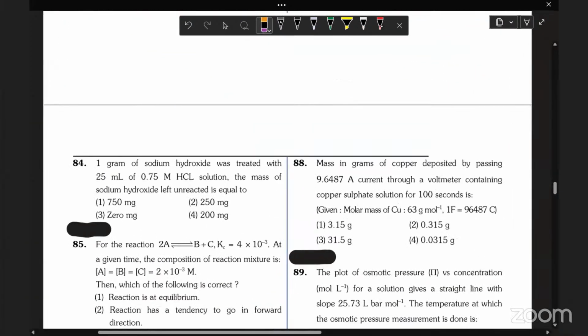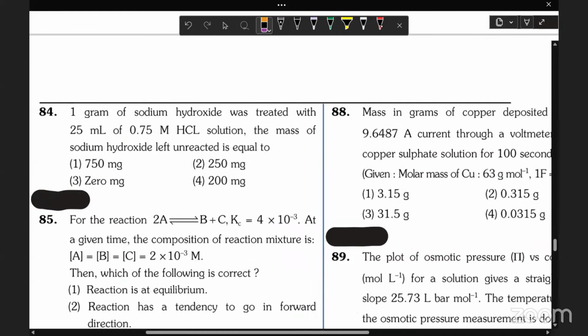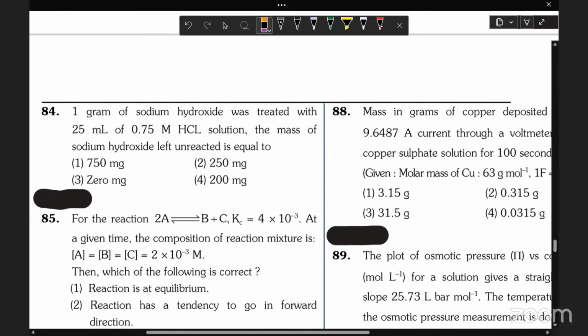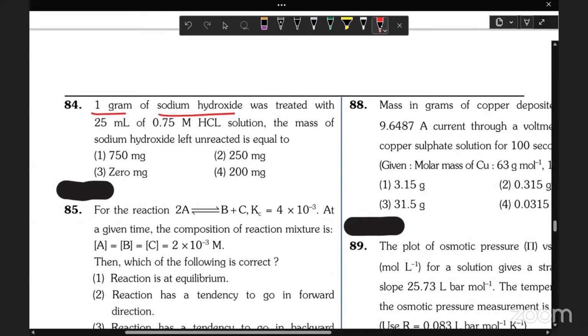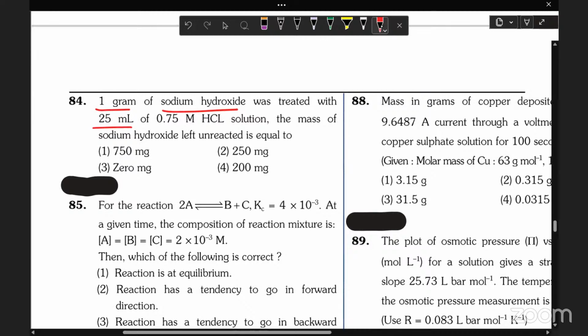So look at this question, a question from basic concepts. The neutralization reaction: 1 gram of sodium hydroxide was treated with 25 ml of 0.75 molar HCl solution. The mass of the sodium hydroxide left unreacted is equal to.